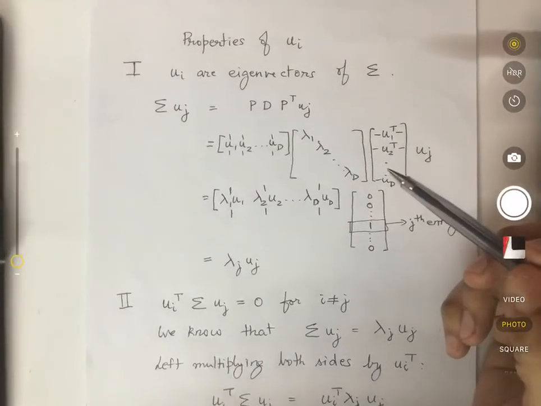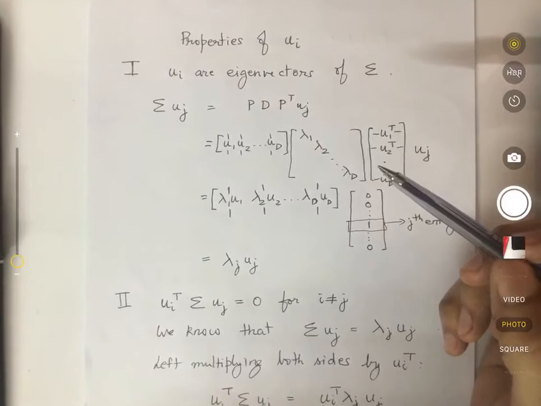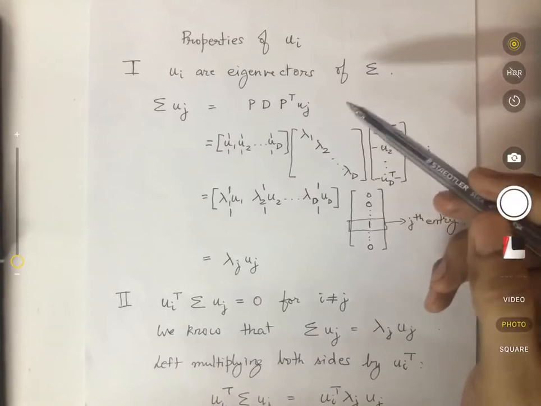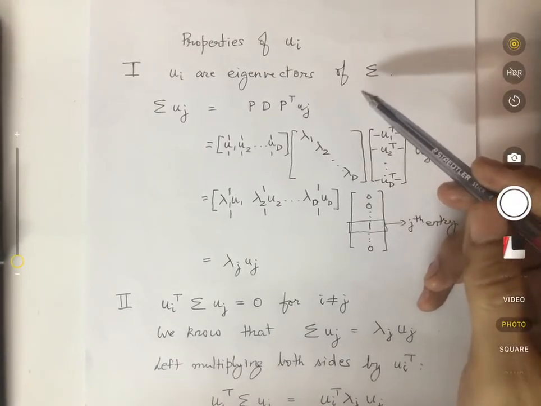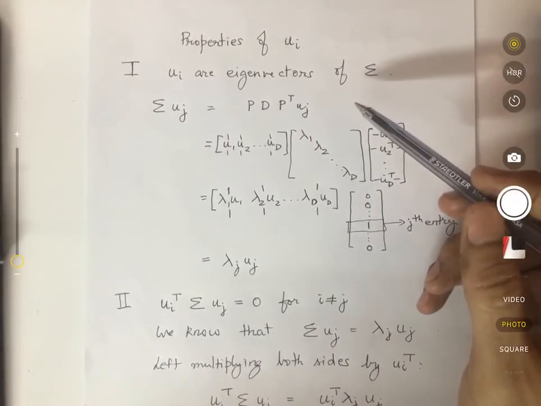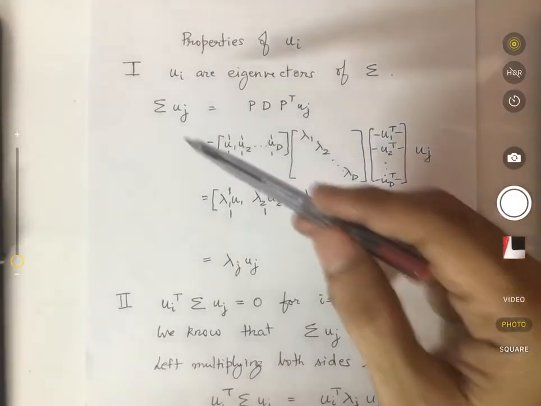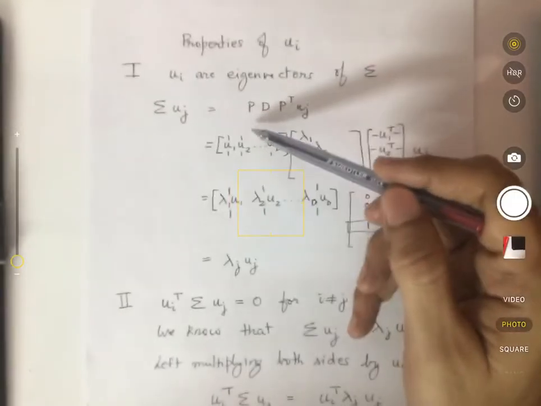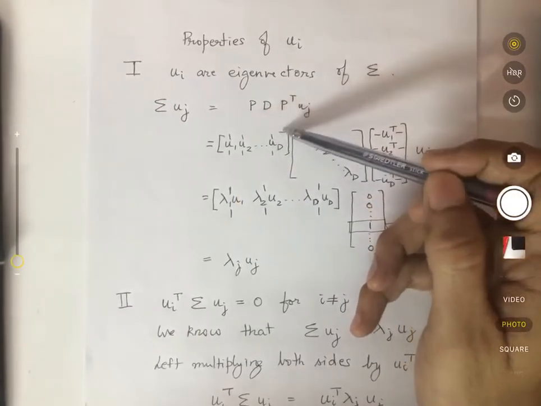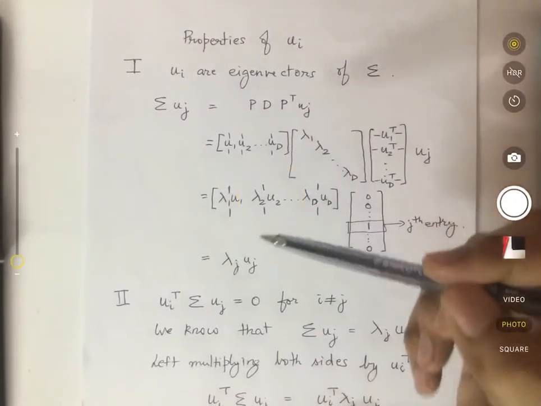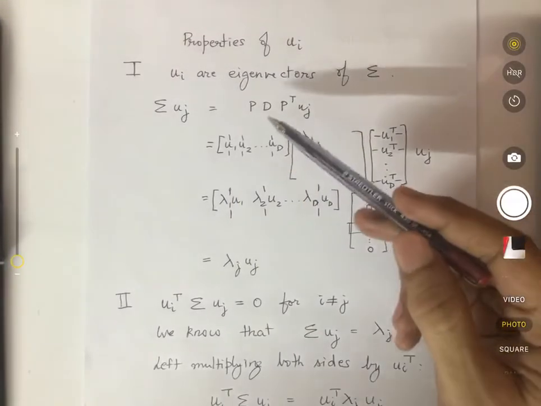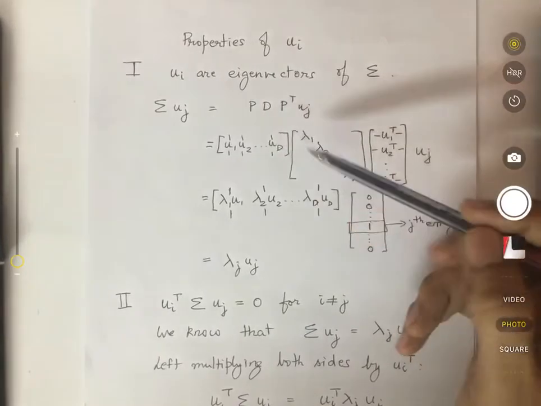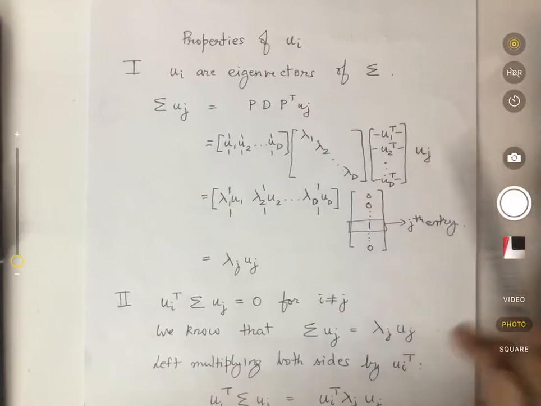Now let's look at the properties of these ui, and it turns out that these ui are eigenvectors of sigma. Let's prove that. If you do sigma uj, and now let me expand sigma, it can be written as P D P transpose uj, and from the definition, P is this matrix and D is this matrix, and then P transpose and uj.